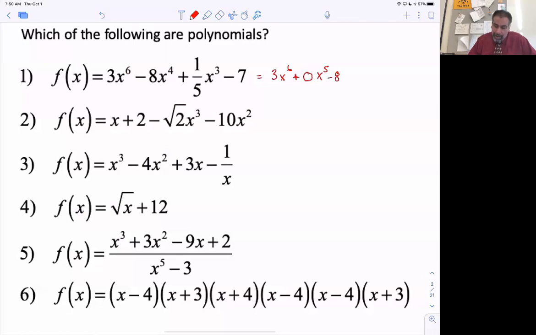Now you go negative 8x to the 4th. You go plus 1/5 x cubed. You go, I need my x squared term, but there isn't one, so there's going to be 0 of those x squareds. The same thing for those x terms, and then you get that minus 7 at the end, okay? So this can be written as a polynomial. This can match the form. We can see the exponent drop by 1 every single time.